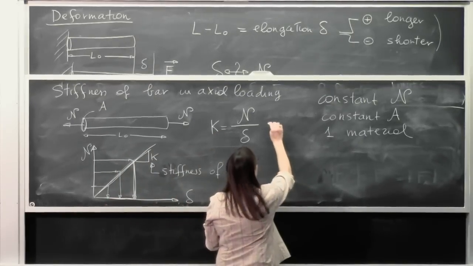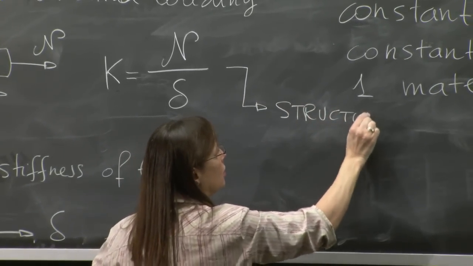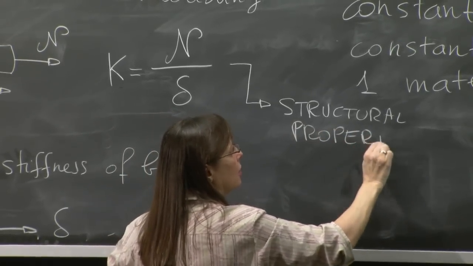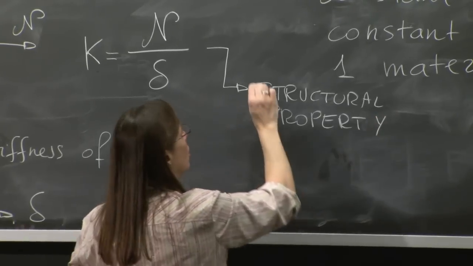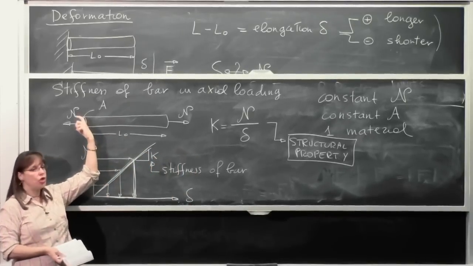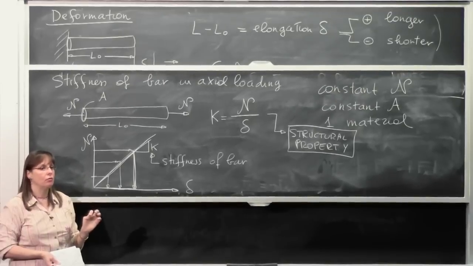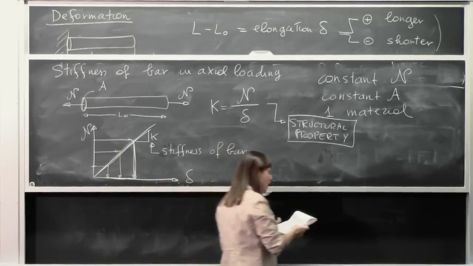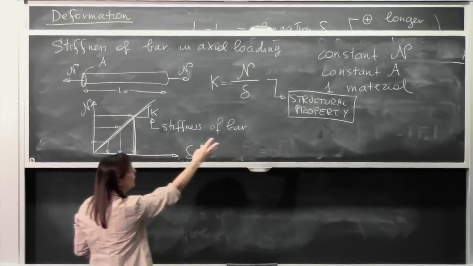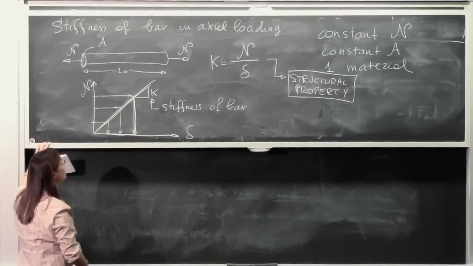Now, K, this thing, is a structural property. So this is a structural property. It's the property of this particular structure, which had a certain cross-sectional area, was made of a certain material, and had a certain initial length. So that's the property of this structure, and it's the first time that we look at this kind of entity in 201. Structural property, the stiffness.